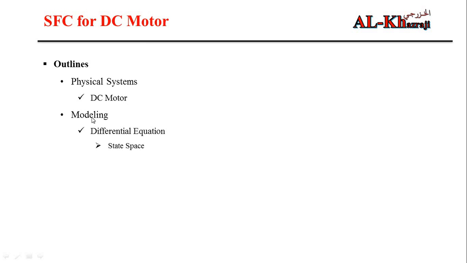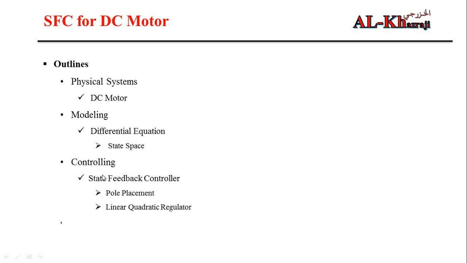We will build a mathematical model of the system based on the differential equation. And then from the differential equation, we will derive the state space of the DC motor. And then we will design a state feedback controller based on two strategies, pole placement and linear quadratic regulator, LQR, and then we will simulate the whole system in MATLAB.